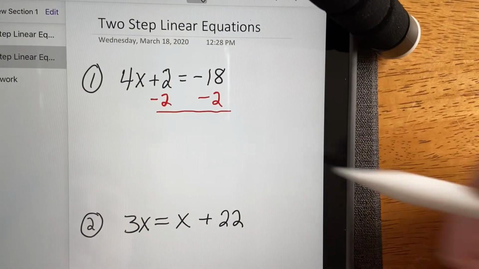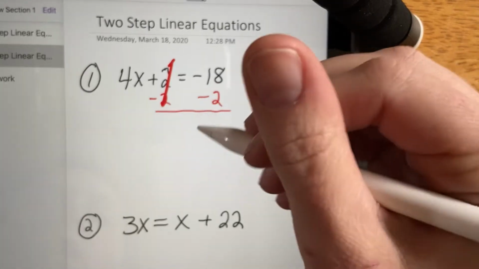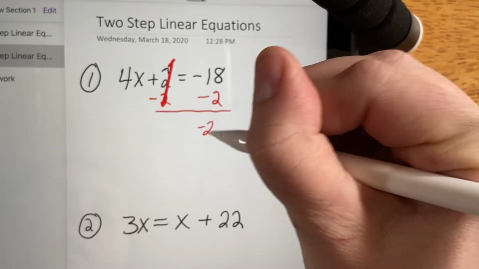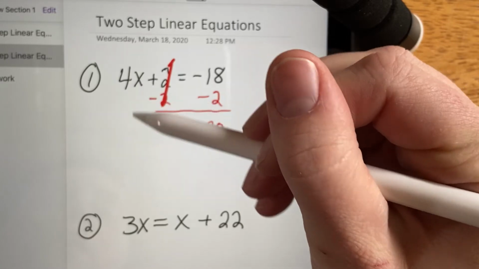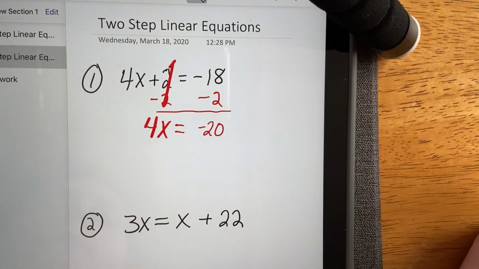Okay, so I just line that up. 2 minus 2 is 0. Negative 18 minus 2 would be negative 20. Okay, then what do I do about the 4x over here? I'm just going to carry that down and make it 4x equals negative 20.